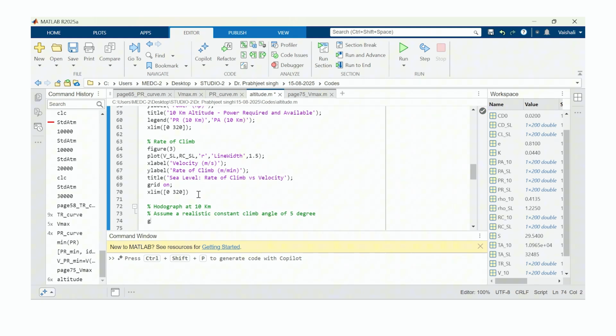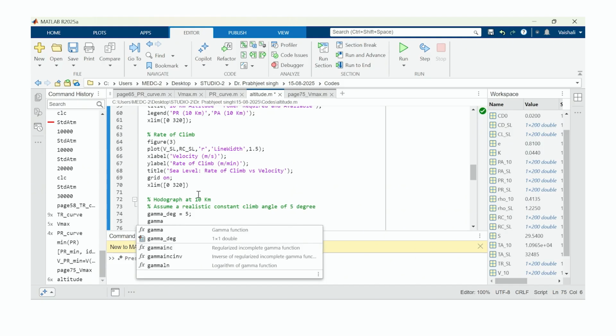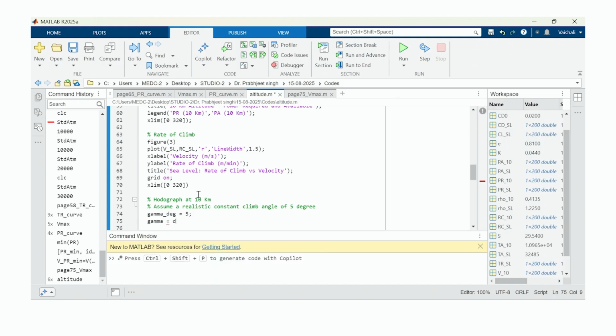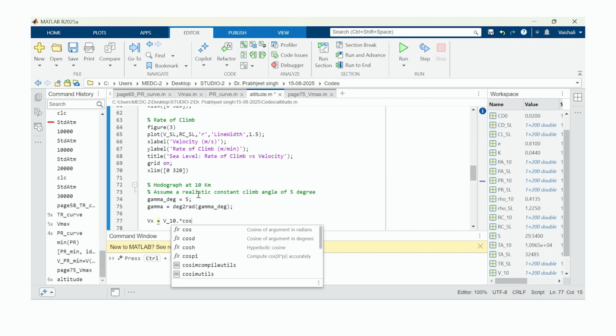Now consider gamma in degrees equals 5. Now we have to convert this to radians, so gamma equals degree to radian of gamma underscore degree. So we can also mention here the horizontal component of velocity, Vx equals V underscore 10 dot times cos of gamma.